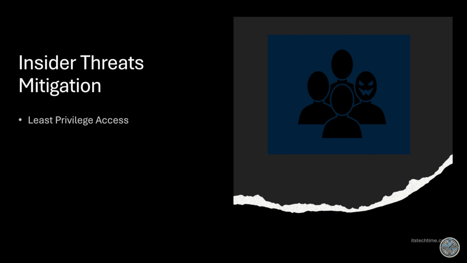Some ways to mitigate insider threats are to implement least privileged access. That's where they only have access to what they have to have access to. Regularly monitoring and logging user activity in the system, and conduct regular security training.